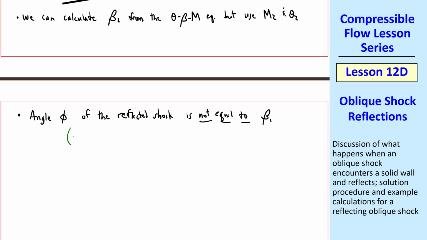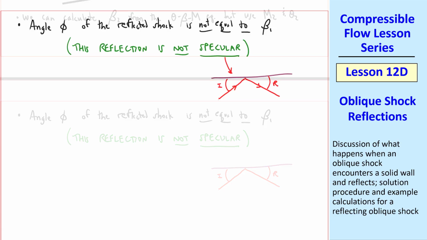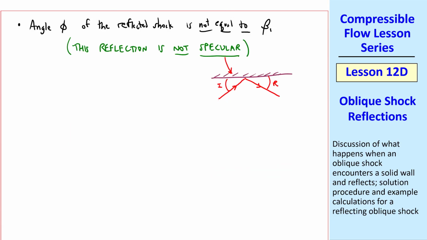We'll use a term that you may have seen before, namely this reflection is not specular. Specular being defined in physics for some waves where the angle of incidence and the angle of reflection are the same. That would be specular. But for oblique shocks, this is not specular.